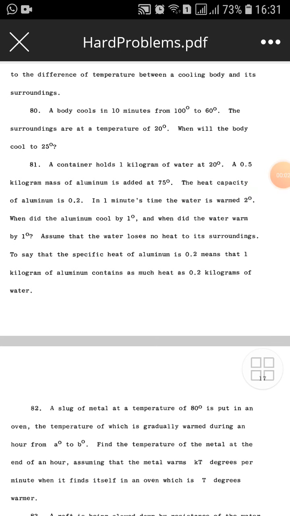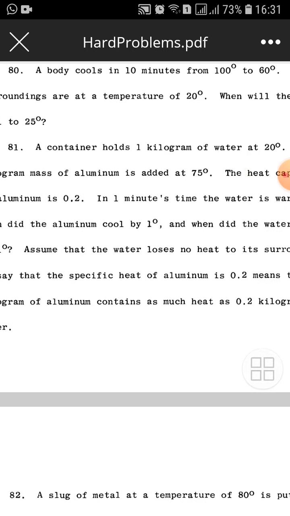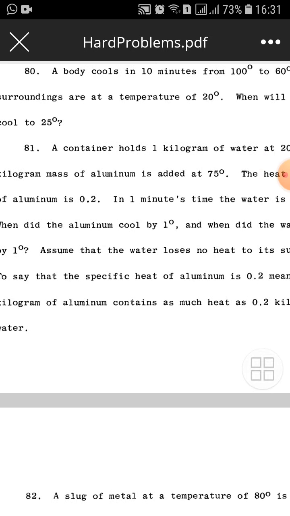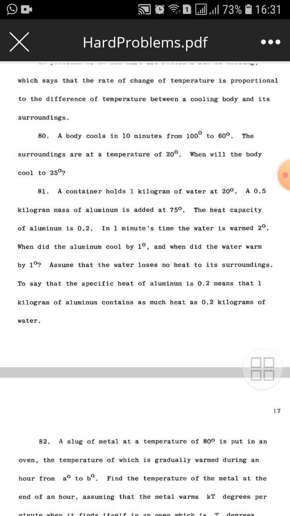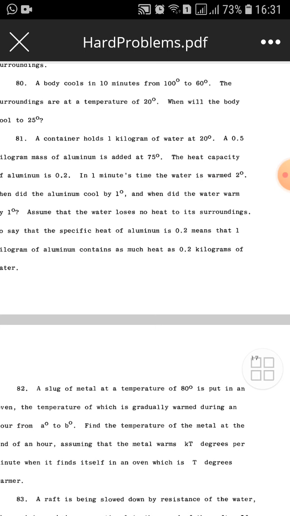Hello everyone, today we will try to solve this question about Newton's cooling law. Of course, it's about applications of ordinary differential equations. First of all, let's read what it says. We will try to solve the first question of problem eight.